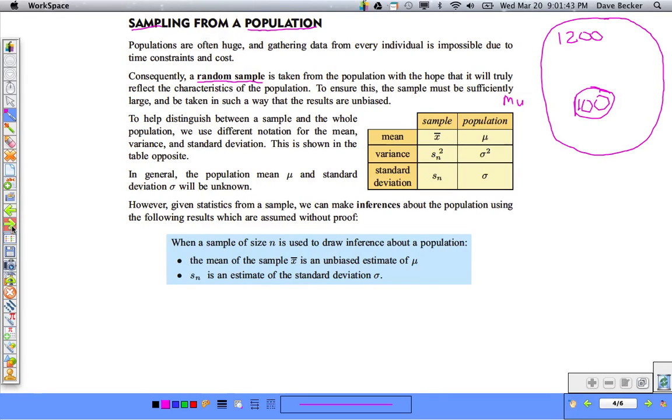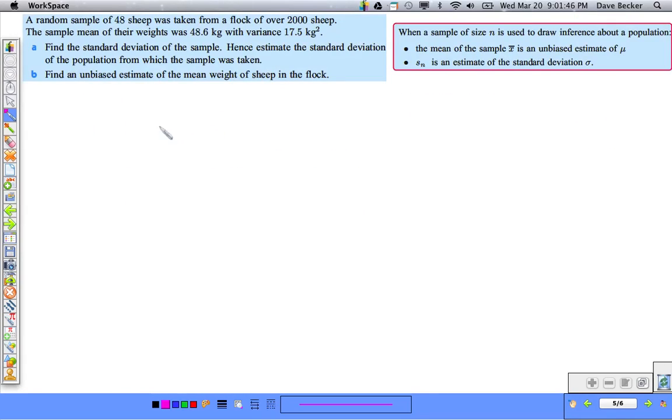Okay, all right, now that that's over with, let's take a look at this example right here. A random sample of 48 sheep was taken from a flock of over 2,000 sheep. Okay, so again, you have to read. This is the reason why it's very important that you have an understanding of what all these symbols mean. A random sample of 48 sheep was taken from a flock of over 2,000 sheep. The sample mean of their weights was 48.6 kilograms. So the sample mean, that's this symbol, is 48.6 kilograms.